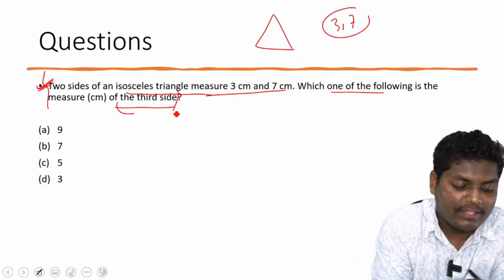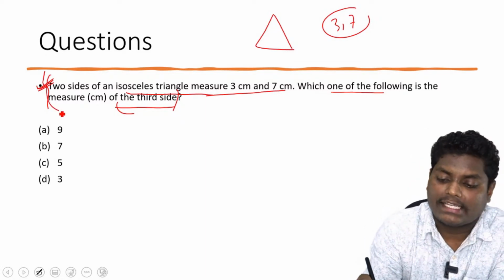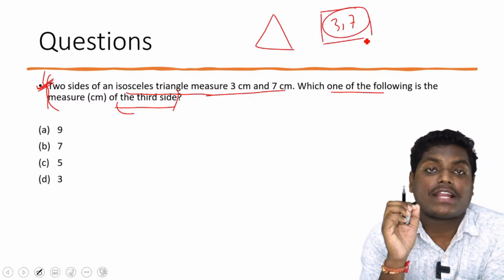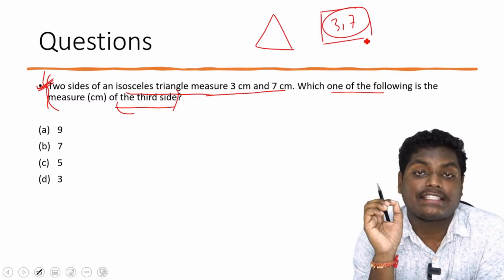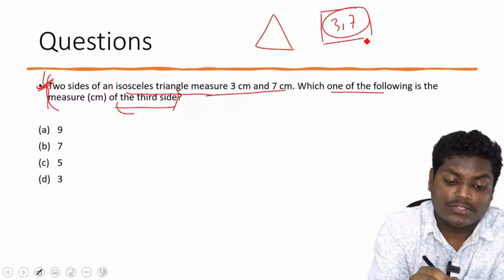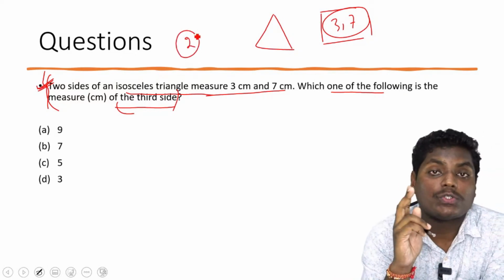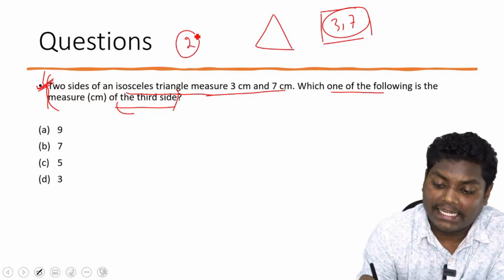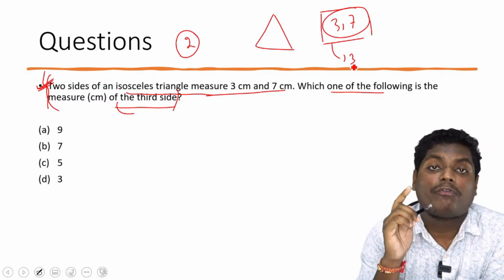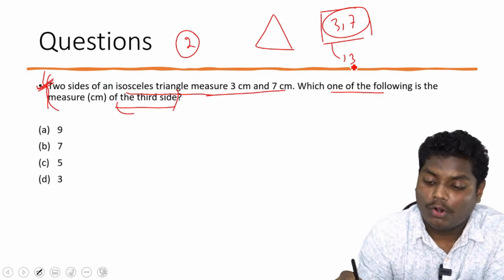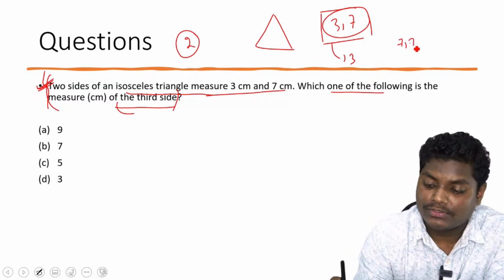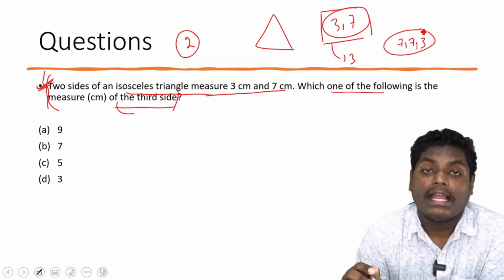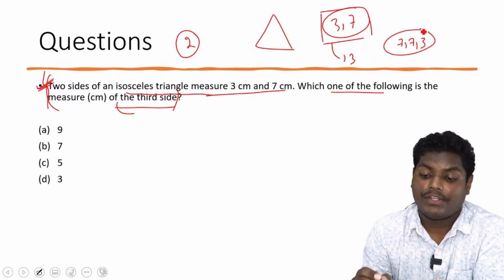So they are saying that it's an isosceles triangle and the sides are 3 and 7. Now if it is an isosceles triangle, it needs to have two sides equal. So either we can have two sides of value 3, or we can have two sides of value 7. And let's see which will be correct.